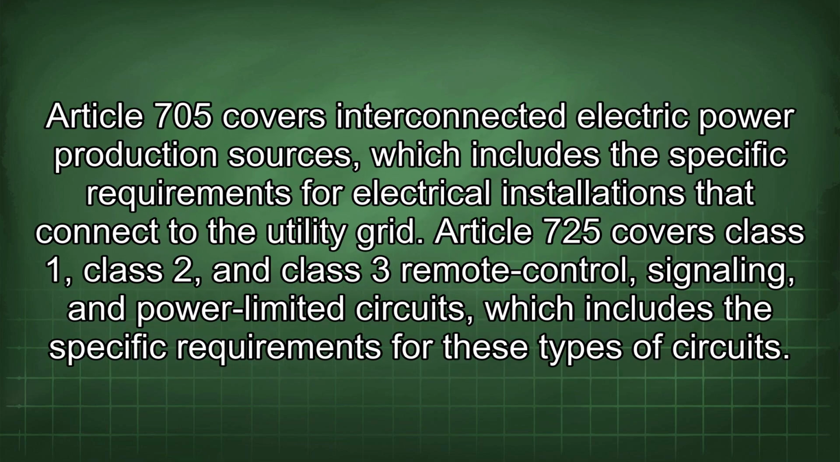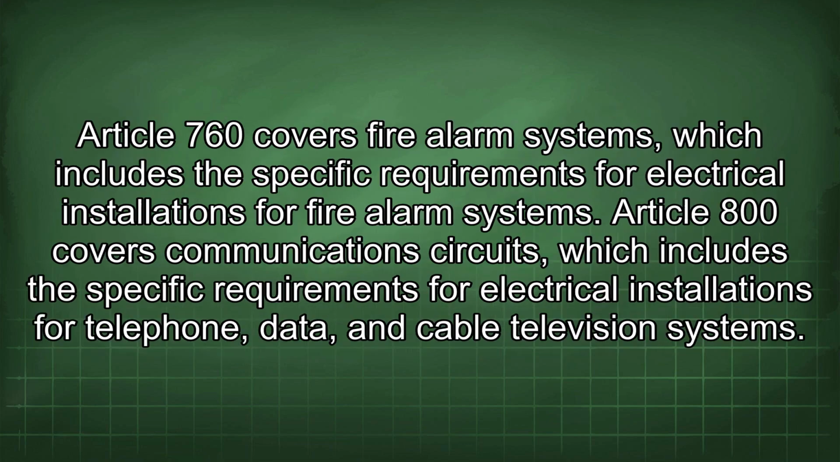Article 705 covers interconnected electric power production sources, which includes the specific requirements for electrical installations that connect to the utility grid. Article 725 covers Class 1, Class 2, and Class 3 remote control, signaling, and power limited circuits, which includes the specific requirements for these types of circuits. Article 760 covers fire alarm systems, which includes the specific requirements for electrical installations for fire alarm systems.